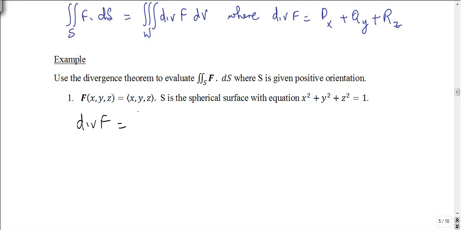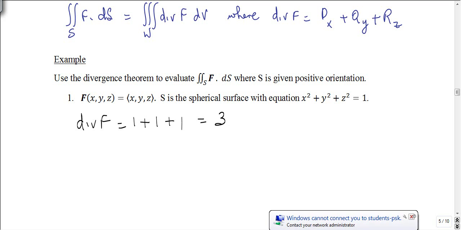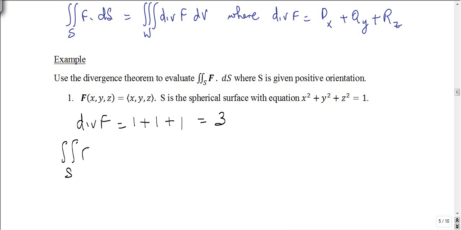What's partial p with respect to x? It's 1. What is partial q with respect to y? Partial r with respect to z? 1 again. So that's 3. Okay, so set up the integral. So what we're saying is that the surface integral of f dot ds is equal to the triple integral over W of 3 dV.